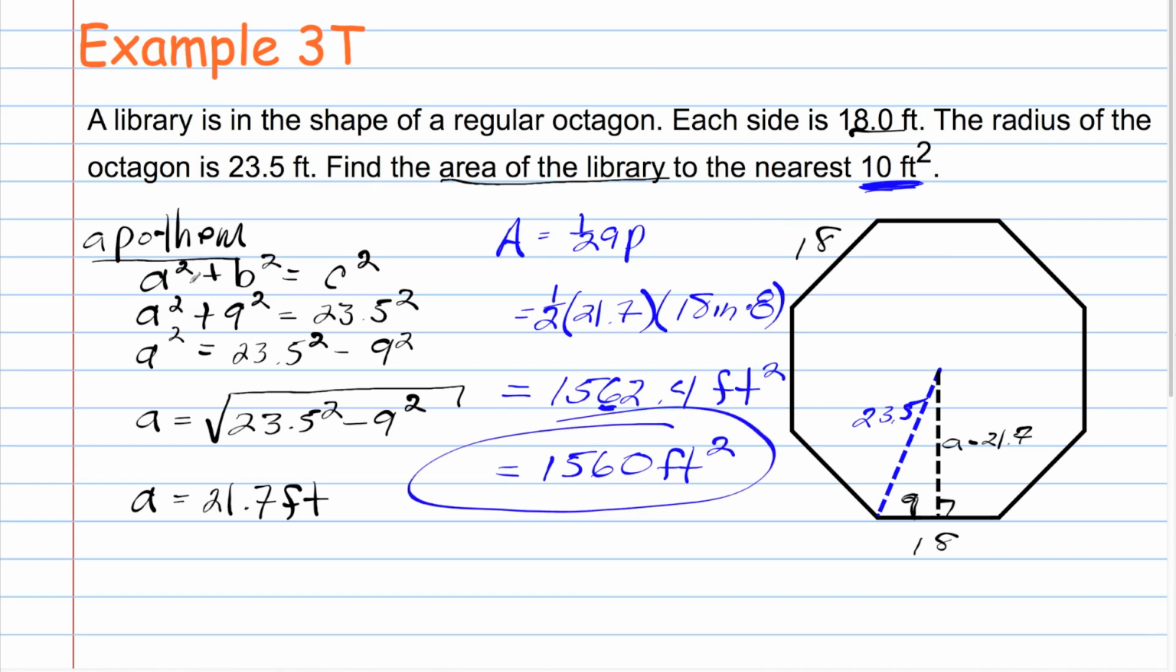The key thing is we had to use the Pythagorean theorem to find the length of the apothem. The length of the apothem was not given to us.